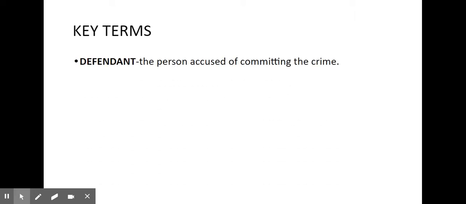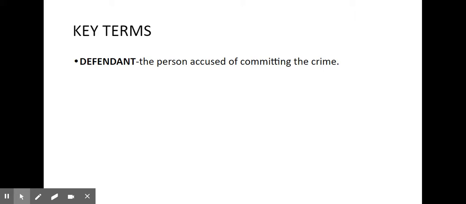Okay, so today we're going to pick up with some more terms and some more concepts, some historical concepts dealing with law. First term is the term defendant. A defendant is the person accused of committing the crime. No matter if we're talking about a civil case or a criminal case, the person on trial is the defendant.